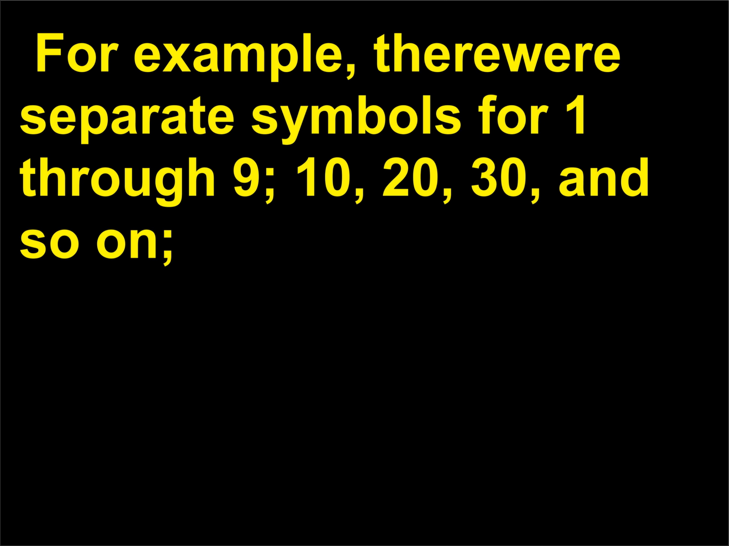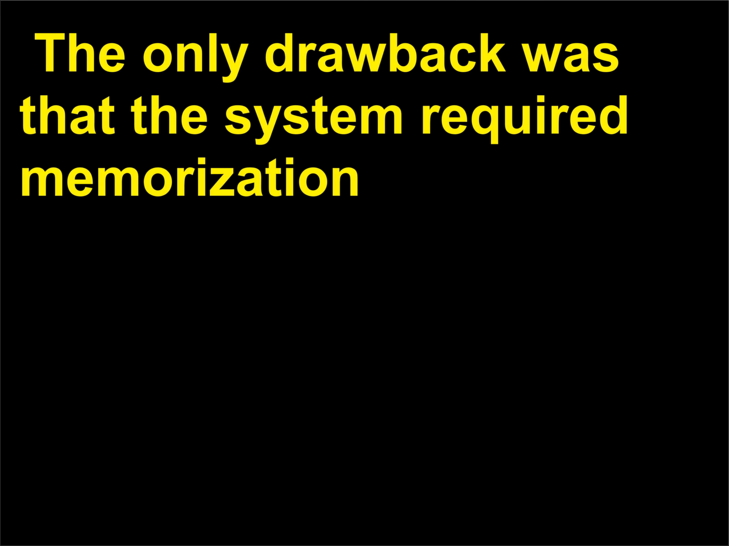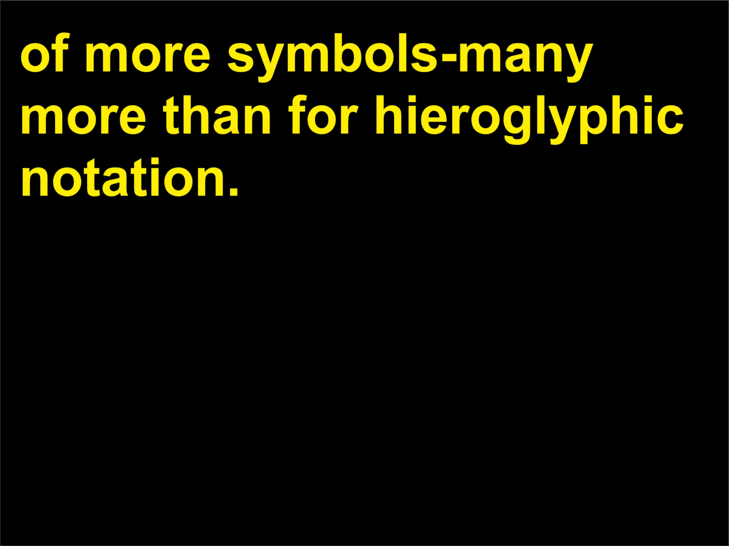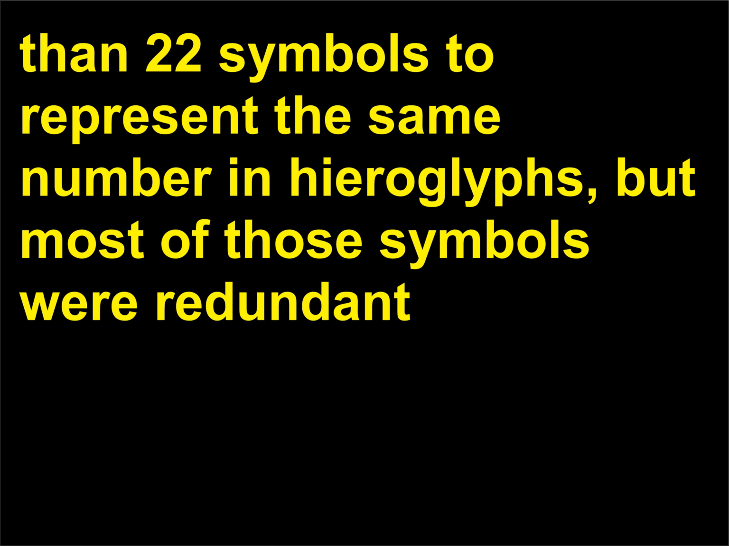100, 200, 300, and so on, and 1000, 2000, 3000, and so on. The only drawback was that the system required memorization of more symbols, many more than for hieroglyphic notation. It took 4 distinct hieratic symbols to represent the number 3577, it took no less than 22 symbols to represent the same number in hieroglyphs, but most of those symbols were redundant.